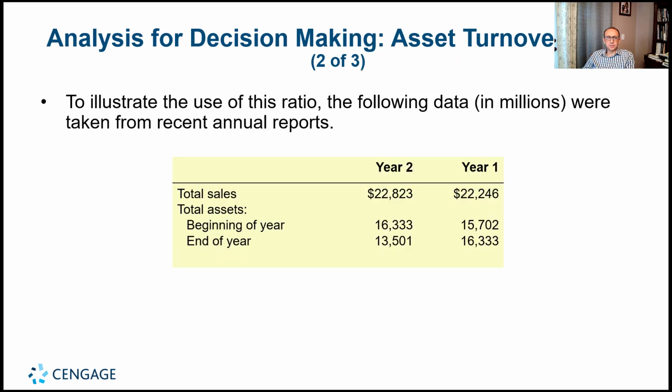So let's see an example. The following data were taken from a recent annual report. So we have total sales of 22,246 for year 1 and total sales for year 2 of 22,823. We're going to use the most recent sales, but for the total assets we're going to use the beginning of year 2 plus the end of year 2, divided by 2. And notice that the beginning of year 2 is the same as the end of year 1. So when it comes to total assets, the ending balance should be the same as the beginning balance.